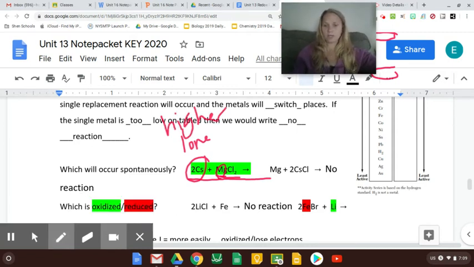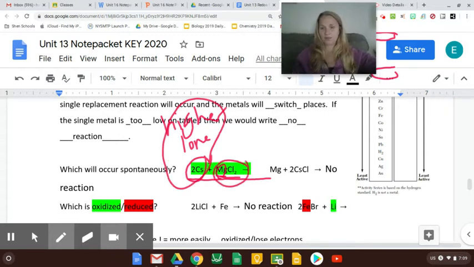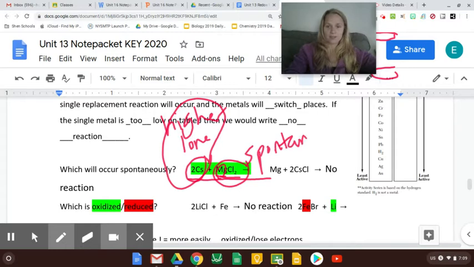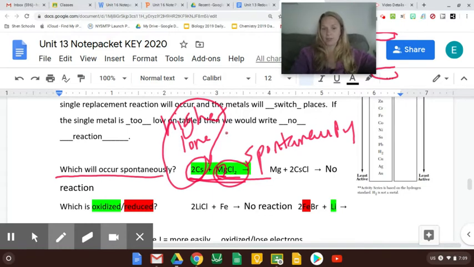So the lone guy, the one that's alone, is higher than the one in the couple, so it can go ahead and kick it out. This will happen spontaneously. That's why I highlighted this green, because it said which will occur spontaneously. So that one would. Let's try the next one.